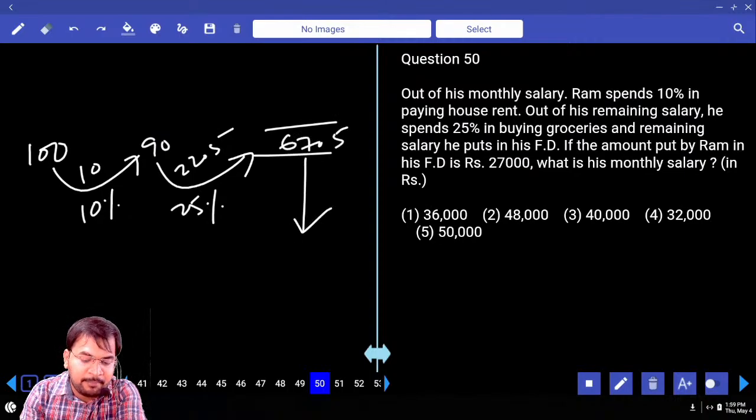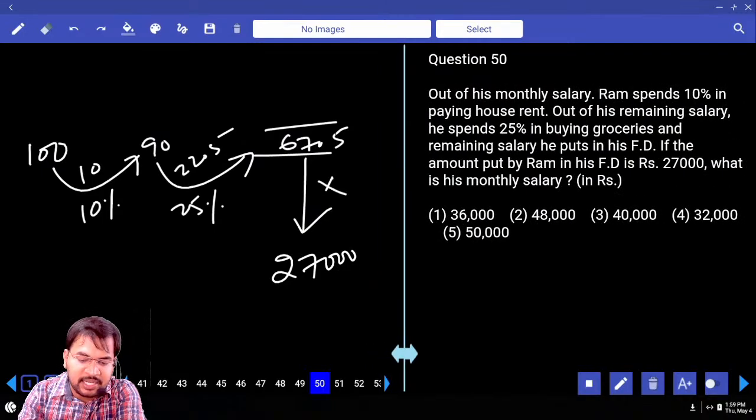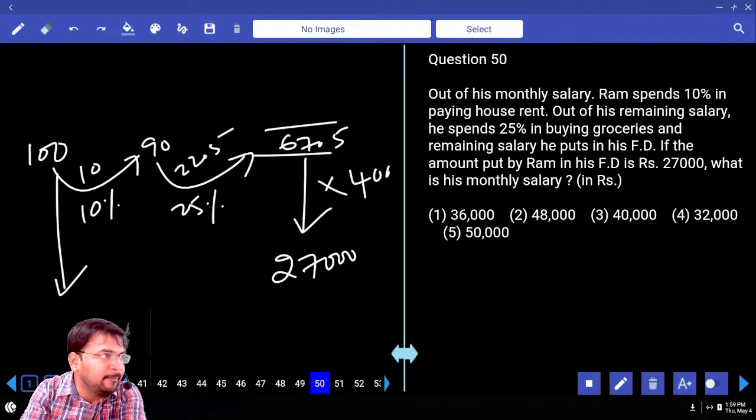67.5. But according to our problem, it is 27,000. So 6 is there, 24 is there. How many times does it go? 400 times of 100.